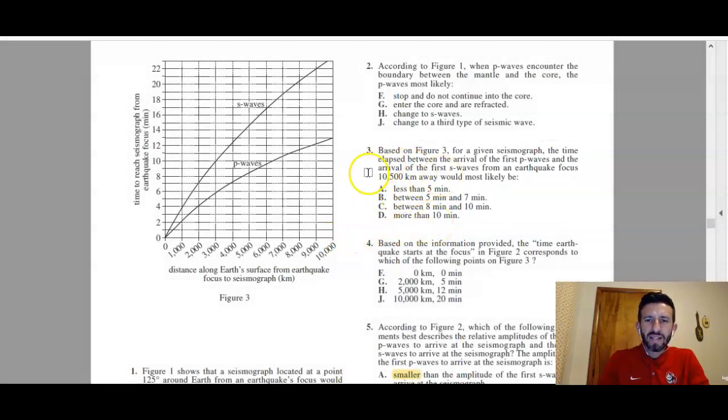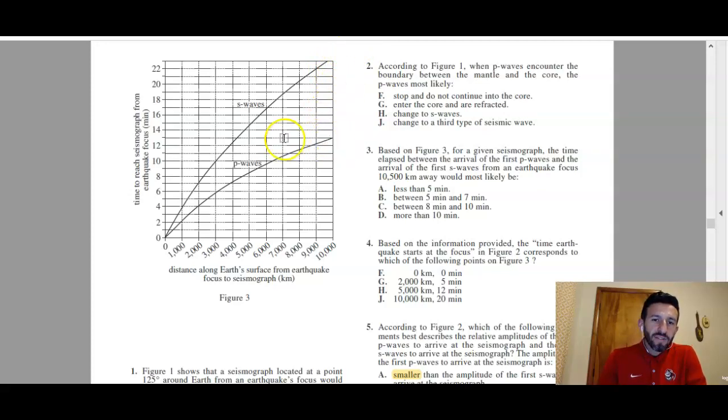First of all, I need the time and then the distance. If I look at my x-axis, I've got distance, which goes up to 10,000, and then my time goes from 0 to 23 minutes. Well, I don't have 10,500, so I'm going to have to extrapolate, which we talked about in the last video, means looking at the pattern and then predicting what's going to happen based on the pattern that you're given. So I'm at 10,000, and to get to 10,500, it looks like the difference between them keeps getting bigger. So the difference between them should get bigger.